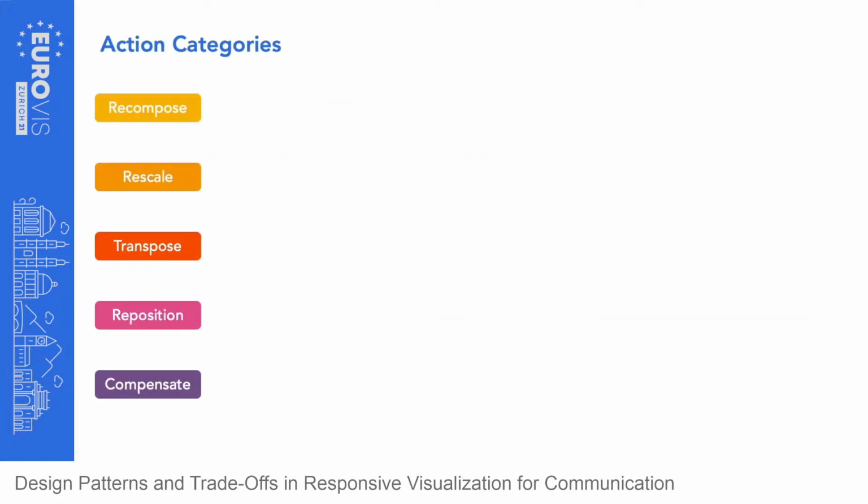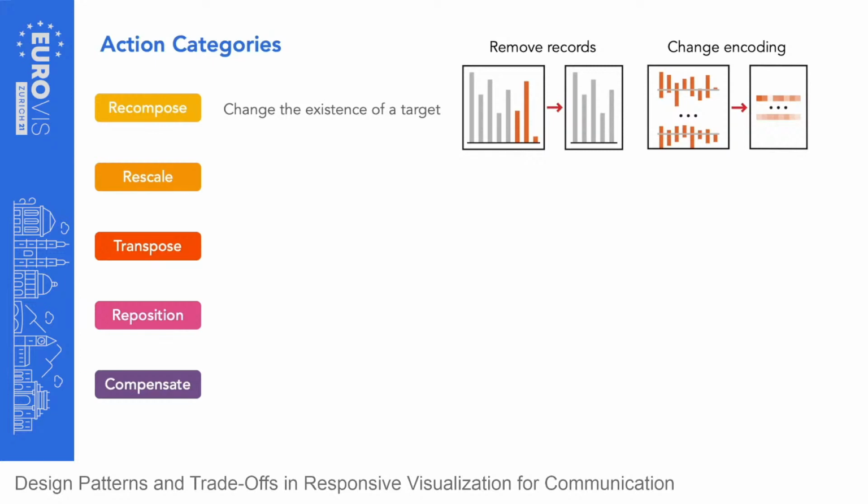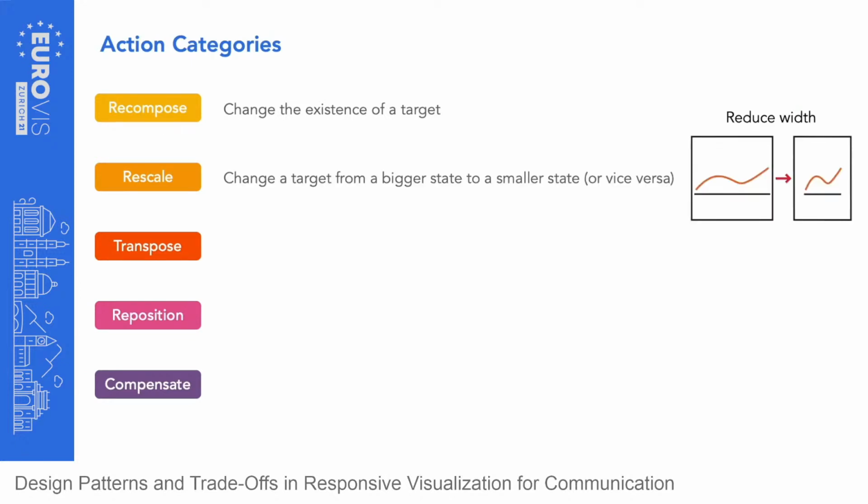Recompose actions refer to changing the existence of a target, such as removing data records and changing an encoding channel. Rescale actions change a target from a bigger state to a smaller state or vice versa. For example, reducing width is a common rescale action.